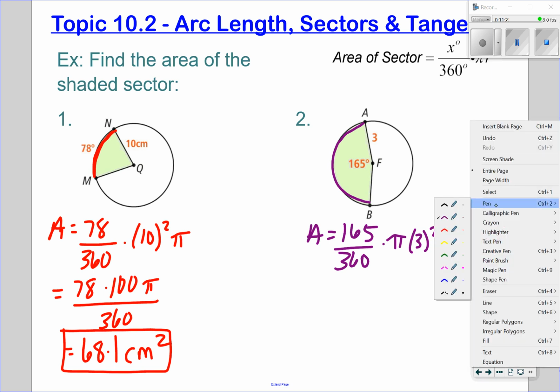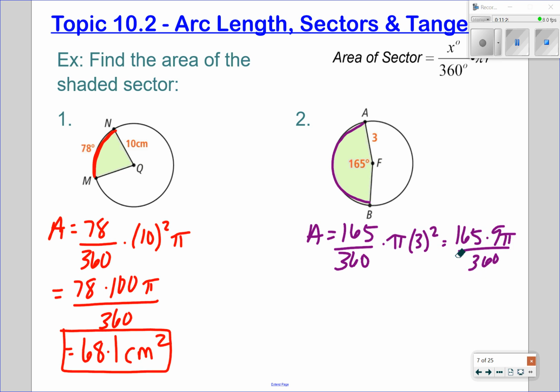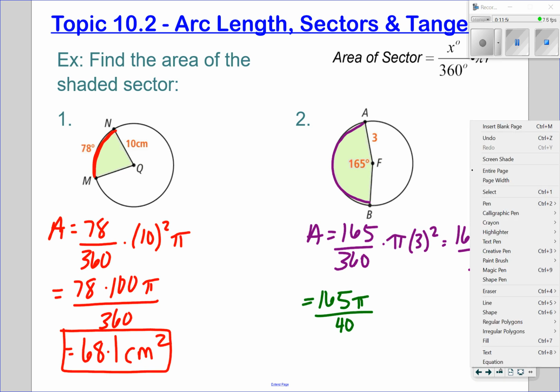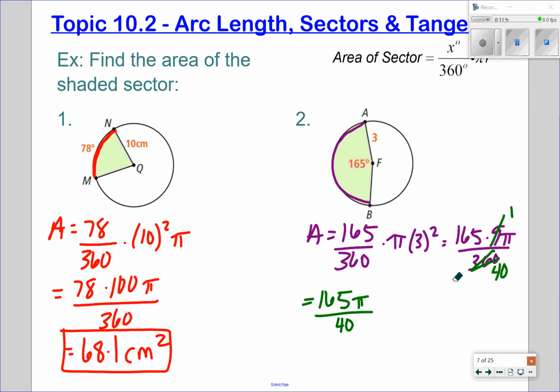Now if you want to go ahead, this one's a little bit easier to put in terms of pi. 9 goes into 360, so 9 divided by 9 is 1, 360 divided by 9 is 40. So this becomes 165 pi over 40. Now, looking at this, 165 and 40 both end in a 5 and a 0, so that means 5 must go into those numbers, for those of you who are comfortable with your division rules.